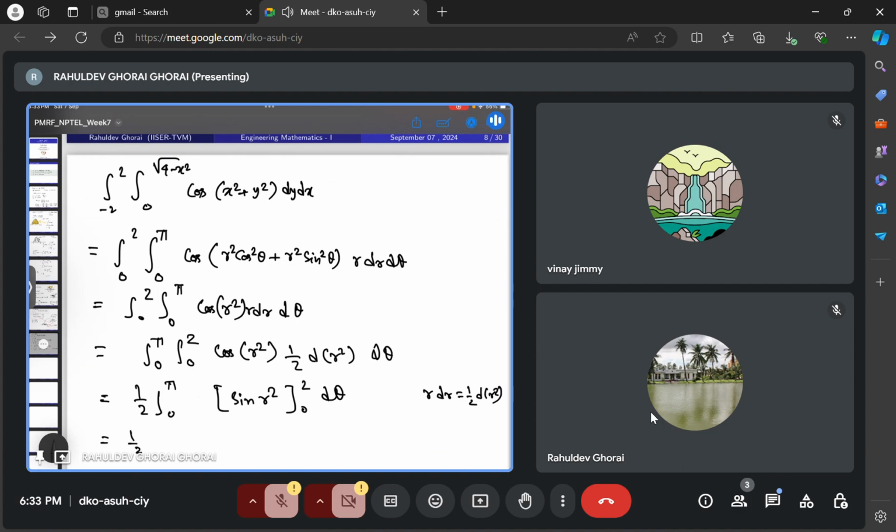Then that will be 0 to pi, sine of r square, meaning 2 square, that is 4, minus sine 0 which is 0, times d theta. Sine 4 is also a constant, so it will come out. So half sine 4 times the integral from 0 to pi of d theta. Integration of d theta is theta, which gives pi. So pi by 2 sine 4 is the answer. Do you understand this?